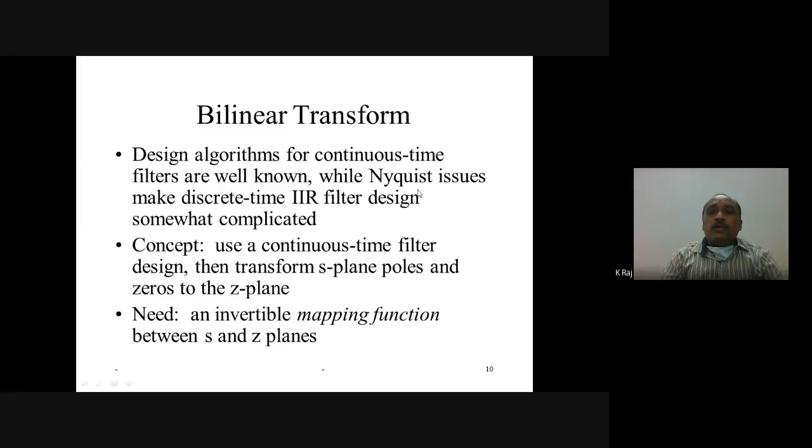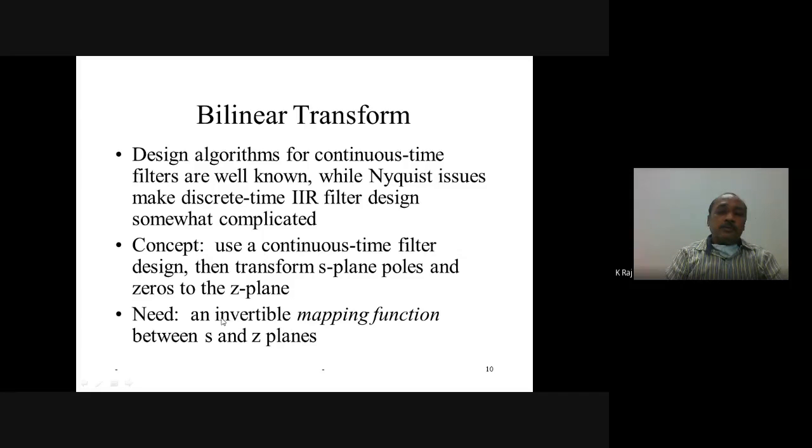Design algorithms for continuous time filters are well known, while Nyquist issues make discrete time IIR filter design harder. What is the concept? The concept is to use a continuous time filter design, then transform the S-plane poles and zeros to the Z-plane. We have discussed designing the IIR filter in the S domain, and also how we will transform this S-plane design into the Z-plane design, that is, how H(S) will be transformed into the H(Z) form.